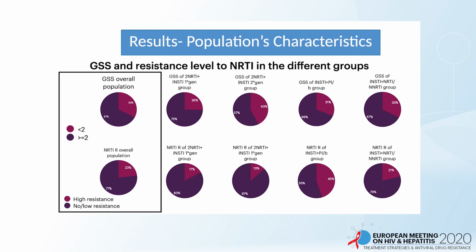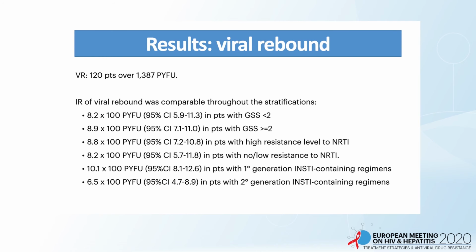In this slide, we have the GSS and resistance level to NRTI in the different groups. We don't have time to go into details, but on the left, we have the GSS in the overall population. 33% of patients had a GSS below 2, and 67% of them had a GSS equal or superior to 2. Incidence rate of viral rebound was comparable throughout all these stratifications by GSS and by resistance level to NRTI, and varied between 8 and 9 per 100 person-years of follow-up.